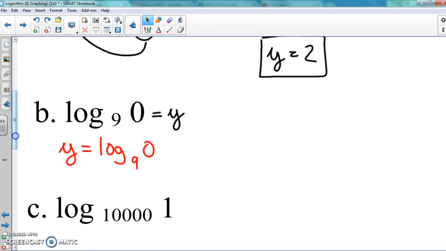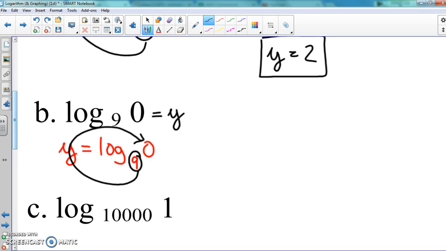All right, again, we're going to swoosh it. Bring it around. So 9 to the y power equals 0. So what we have to think about is, what's going to make the 0? So if you say y equals 0, put 0 in there. Do 9 to the 0 power and see what it equals. Does it equal 0? No, it doesn't equal 0 there.